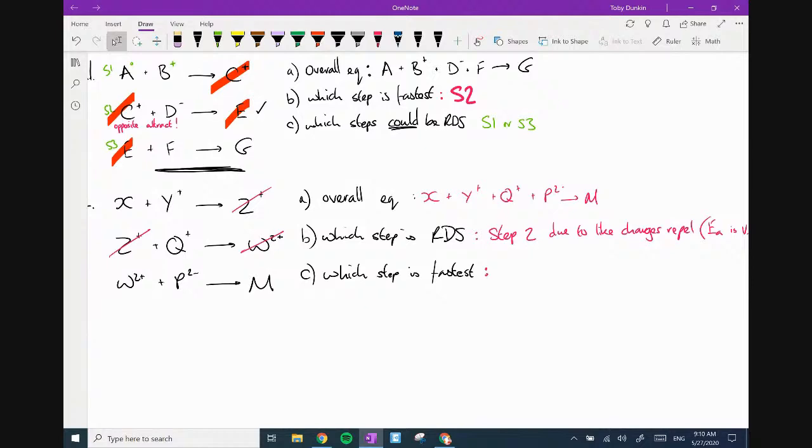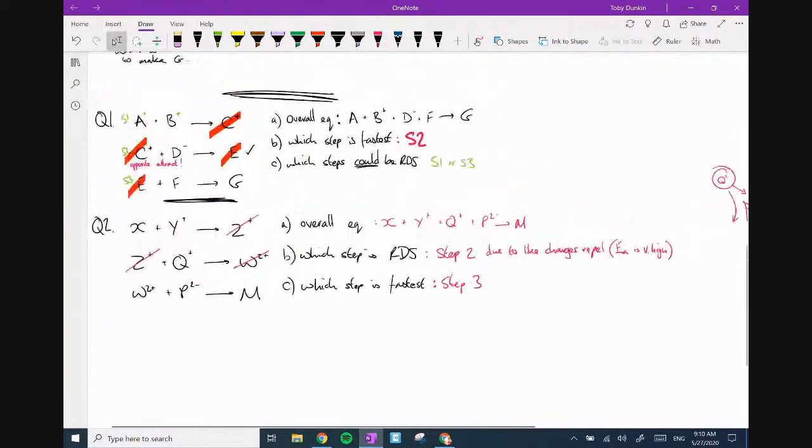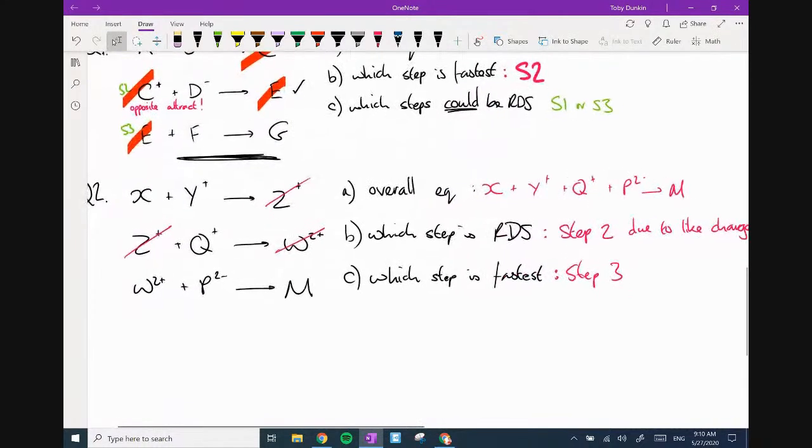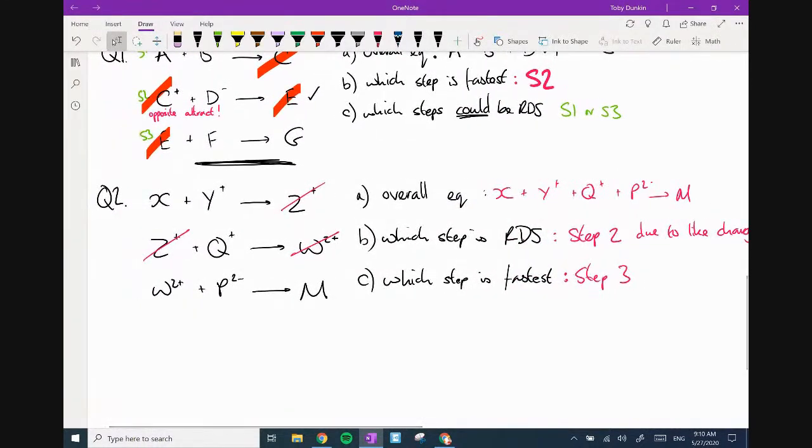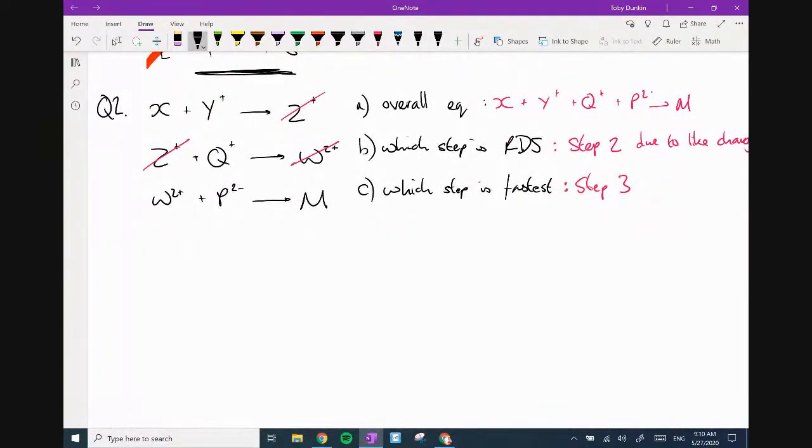And the fastest, of course, is going to be step 3 because like charges attract. It reduces the activation energy. I think this kind of makes sense so far. Everyone's kind of going, okay, I'm with you now. I'm understanding why that one would be slow.